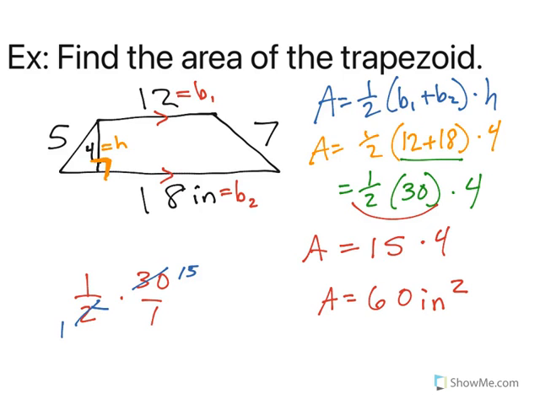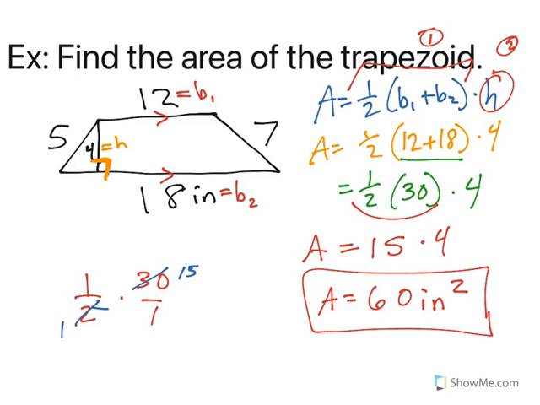So area is always in square units. We are taking the height times the average of the bases. The average of the bases is one thing, and the height is the other. So we're multiplying two big things together, which gives us the area, 60 inches squared.